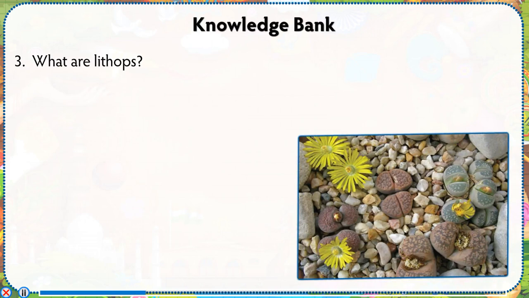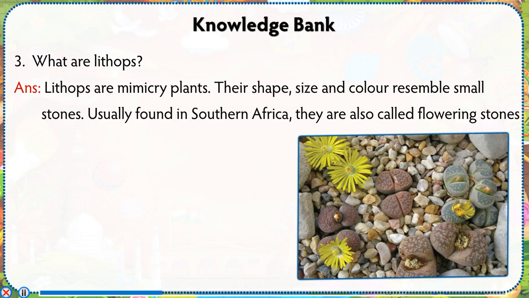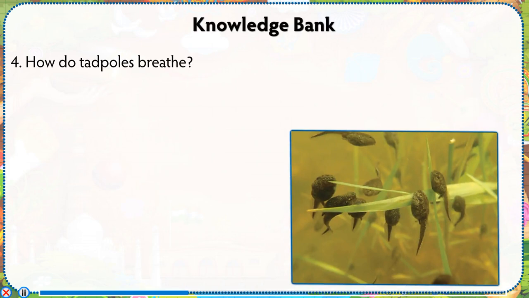Third, what are lithopes? Answer: lithopes are mimicry plants. Their shape, size, and color resemble small stones. Usually found in southern Africa, they are also called flowering stones or living stones. They camouflage themselves among the stones as a means of protection from grazing animals.